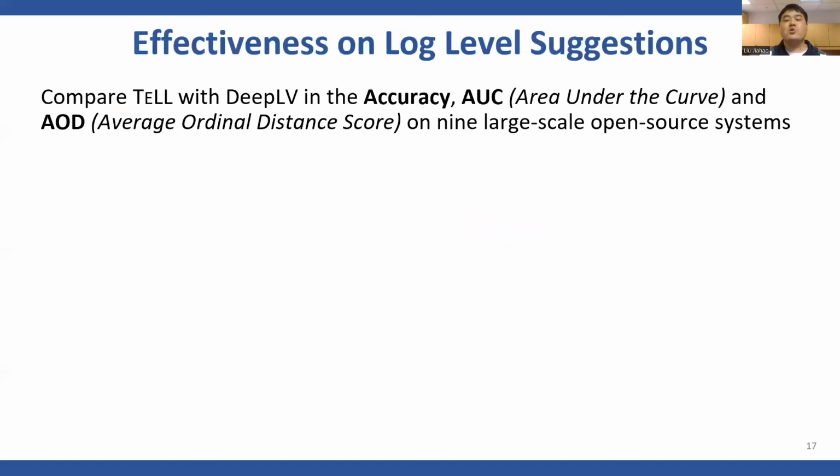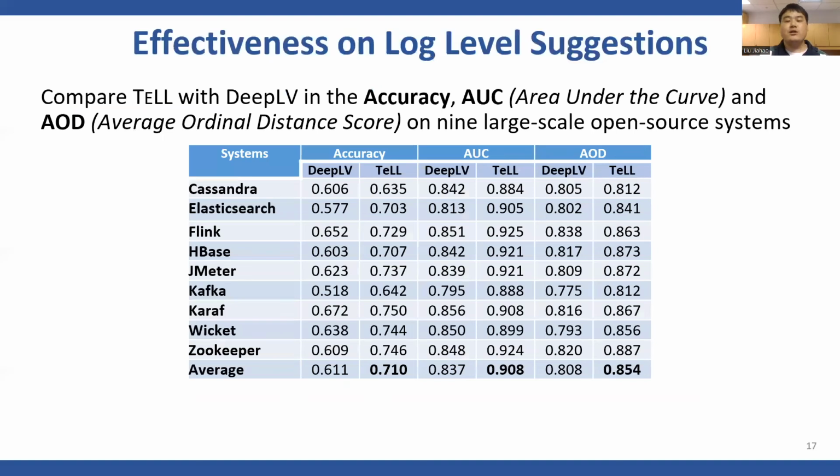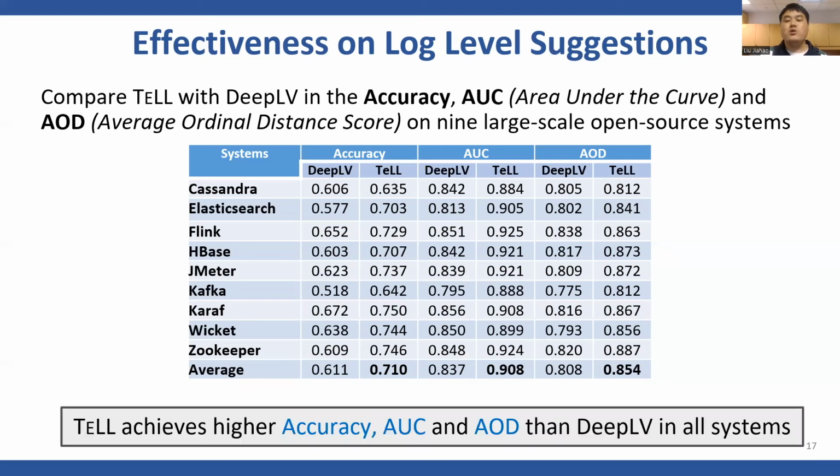To answer the first research question, we compare TEL with DeepLV in accuracy, AUC, and AUD. The result is in the following table. DeepLV is the state-of-the-art that suggests log levels with intra-block information. In particular, accuracy is the correctly predicted log levels against all log levels. AUC measures the model's capability in distinguishing different classes, and AUD is defined by DeepLV. It measures the closeness between predicted log levels and real levels. The higher the value is, the better the approach is. From the result, we find TEL achieves higher accuracy, AUC, and AUD than DeepLV in all systems.